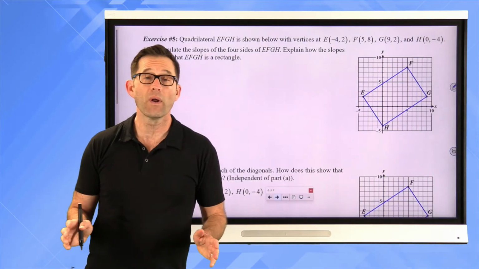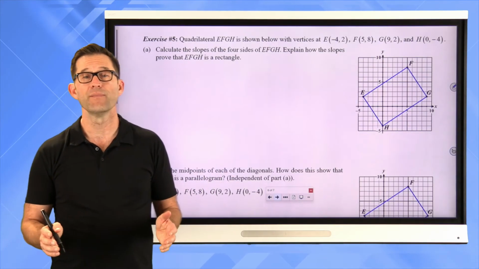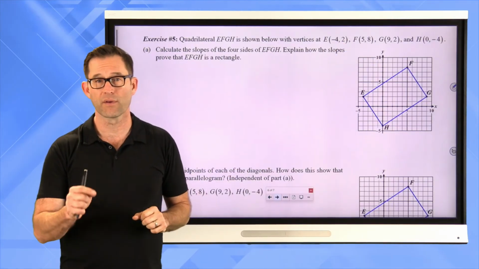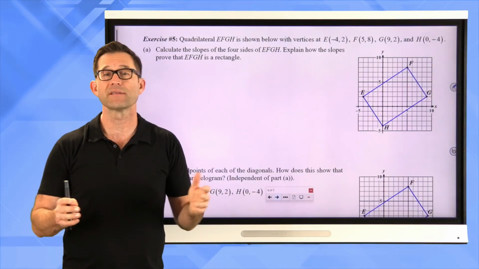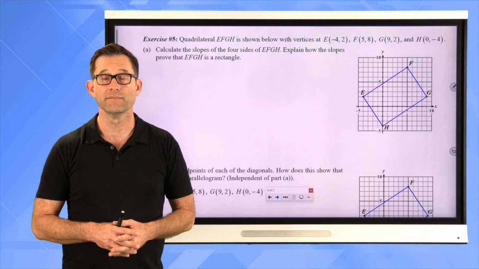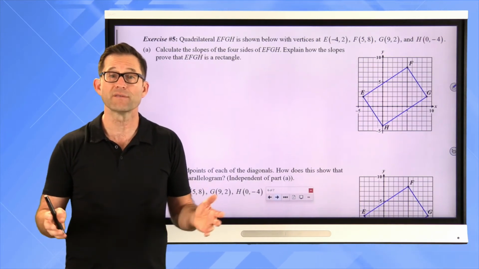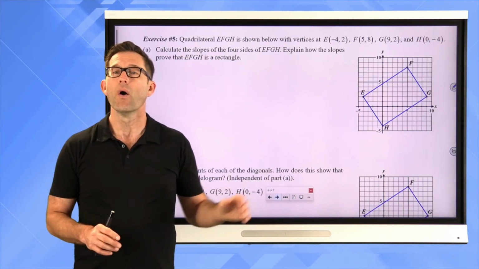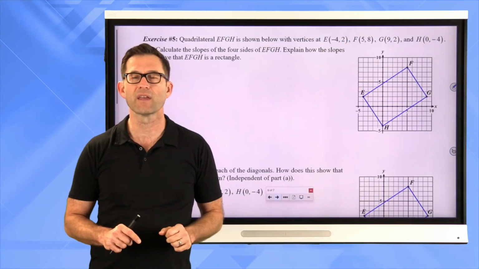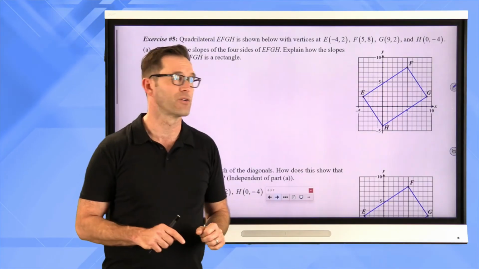All right, so one of the things you may be asked to do is, given the 4 points of a quadrilateral in the coordinate plane, prove that it's a rectangle. And the most straightforward way of doing that, in my opinion, is to prove that it's got 4 right angles. So we want to calculate the slopes of all 4 sides. Let's do side EF together and then have you do the rest of them on your own.